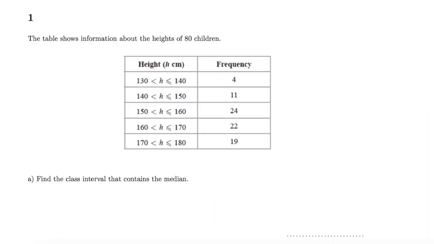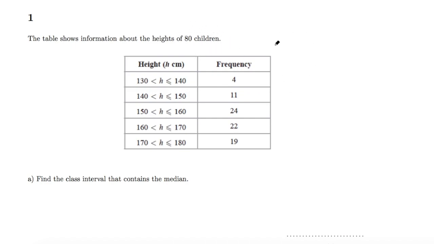Question 1 says, the table shows information about the heights of 80 children. Find the class interval that contains the median. So you know about the mean, median and mode, and the median is the middle value. So if you have a list of numbers, then the median will be the middle value in that list of numbers. So here we have 80 children, so we need to find the middle of those 80 children.